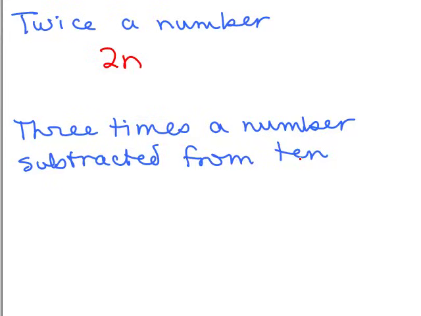3 times a number subtracted from 10. Okay, so what are you going to start with? 3 times a number or the number 10? Well, you're subtracting from 10. So that means you've got to start off with 10, and then you're going to subtract something from it. And what are you going to subtract? 3 times a number. That would be 3n. So there are a couple examples where we've got multiplication in the mix. And the second one also has this subtraction.